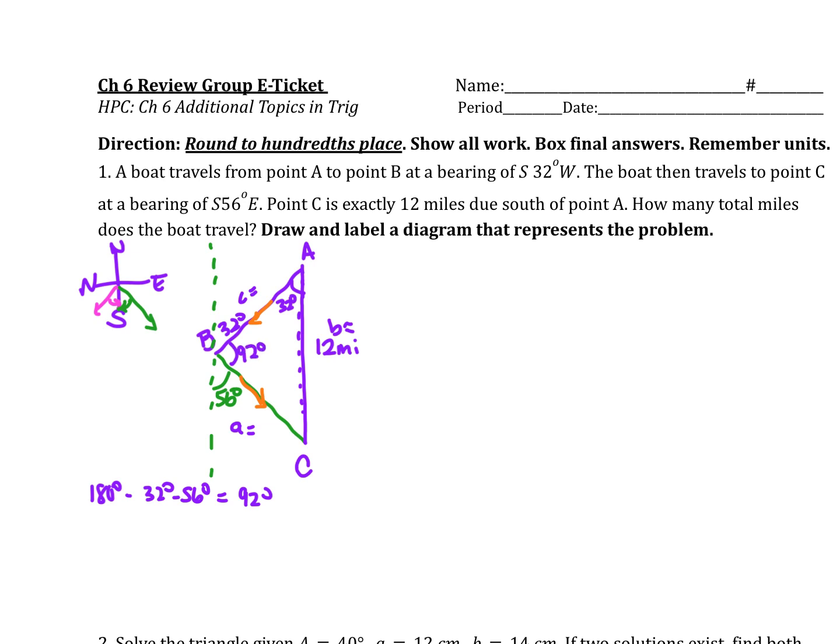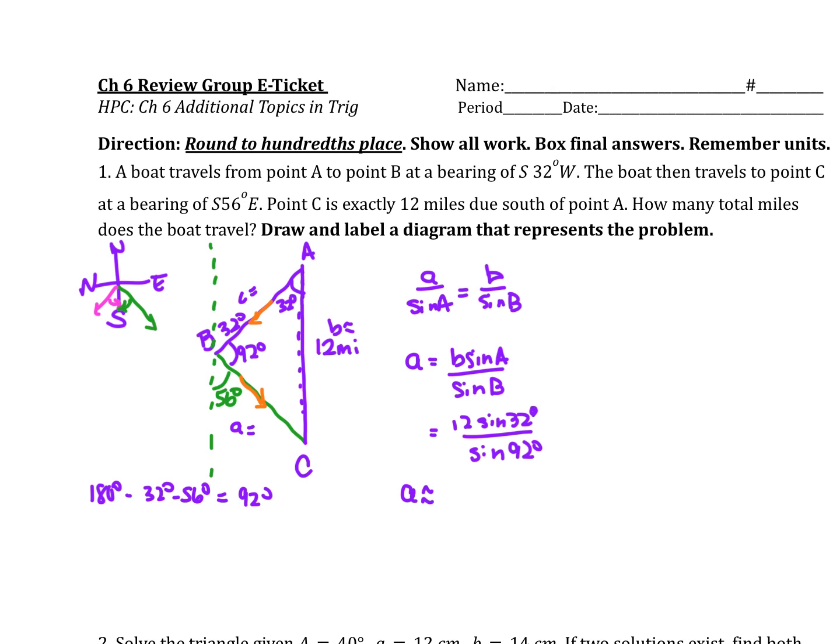So we can find a, and then we'll find side c. So a over sine A equals b over sine B. a equals b times sine of A over sine of B. So this is 12 sine 32 degrees over sine of 92 degrees. And then plugging in our calculator, we would get approximately 6.36 miles. So that is a, 6.36.